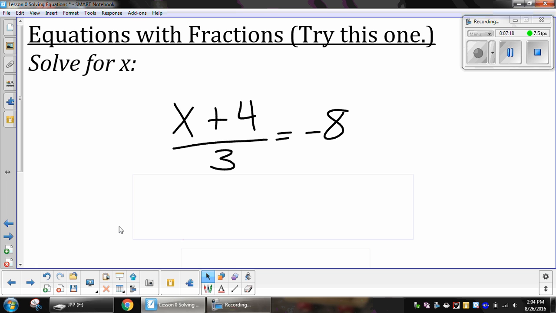So go ahead and try this example on your own, and then watch me solve it and see if you got the right answer. If not, check the work, see if you can find out where you made your mistake.